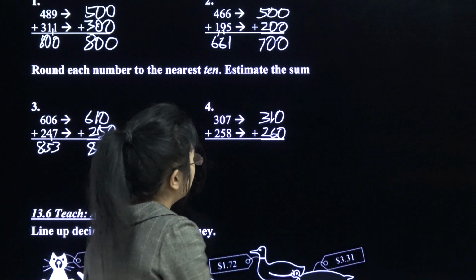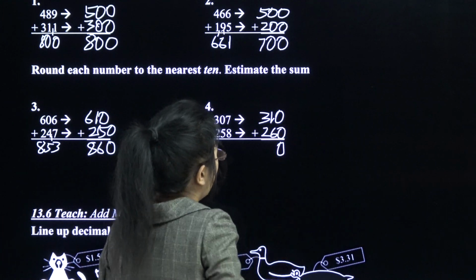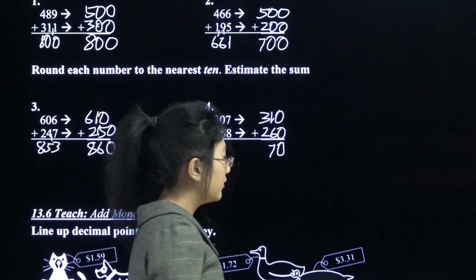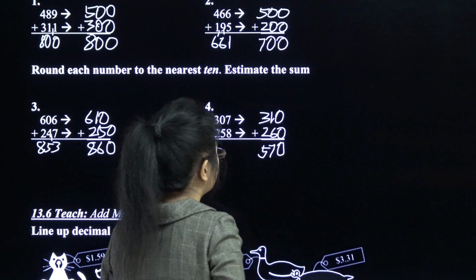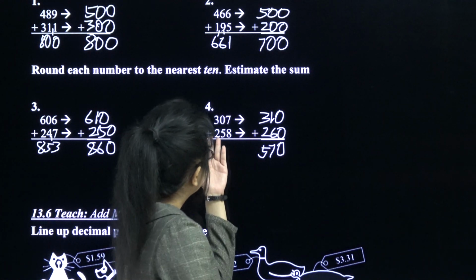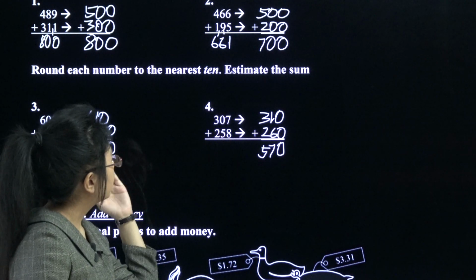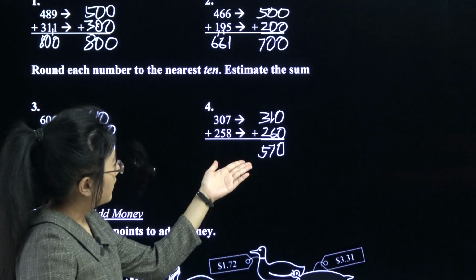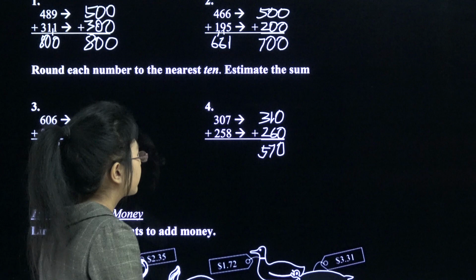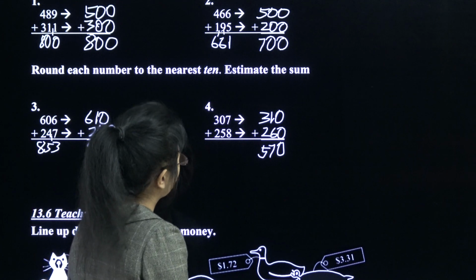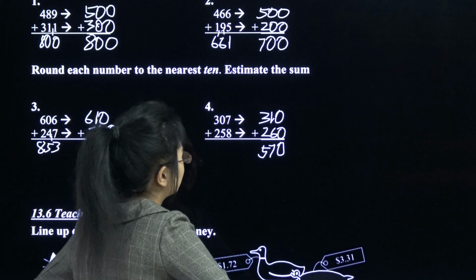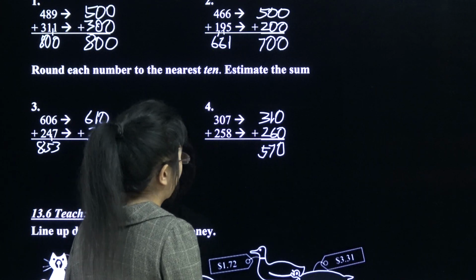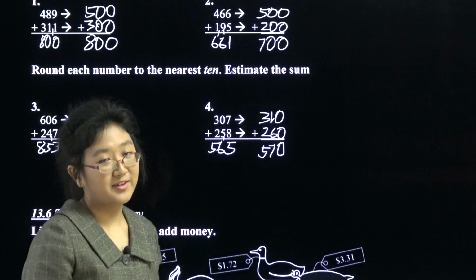Now we add. 0 plus 0 equals 0. 1 plus 6 equals 7. 3 plus 2 equals 5. 307 plus 258 is around 570. The actual answer over here is, well, not 570. Instead, it's actually 565.